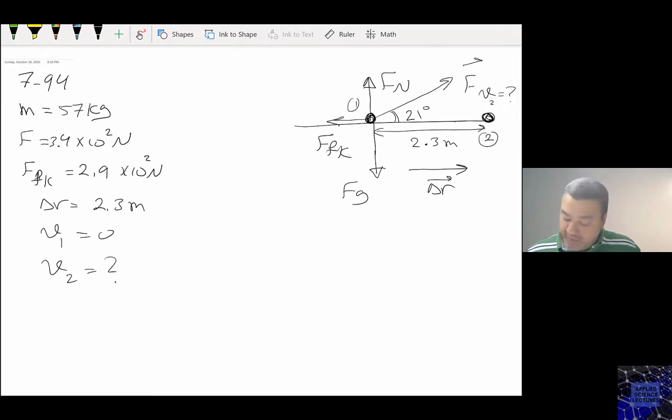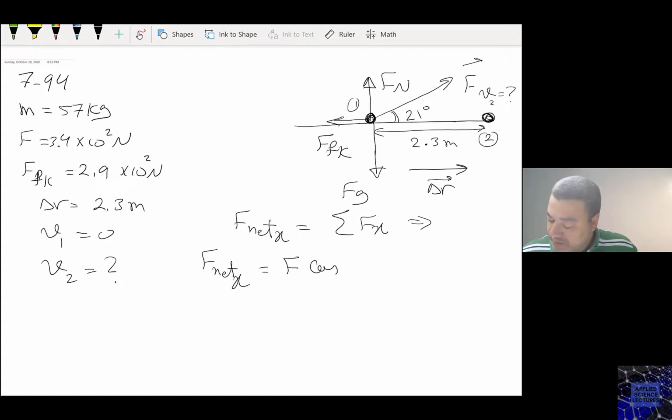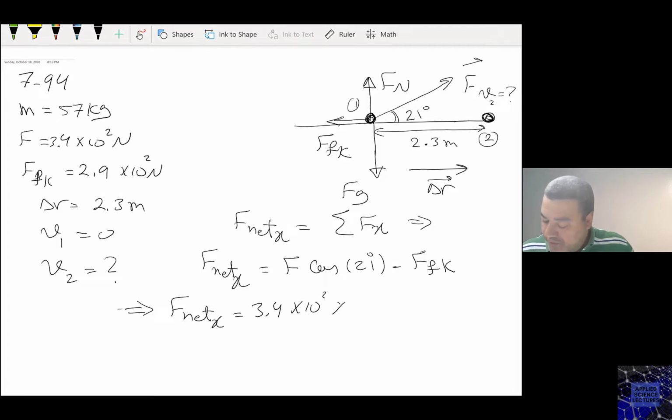So here, let's calculate. We have sigma F net on the x-axis, which is the sum of forces in x. F net x equals F cosine 21 degrees minus F friction. F net x equals 3.4 times 10 squared cosine 21 minus 2.9 times 10 squared. F net x is 27.42 Newton.